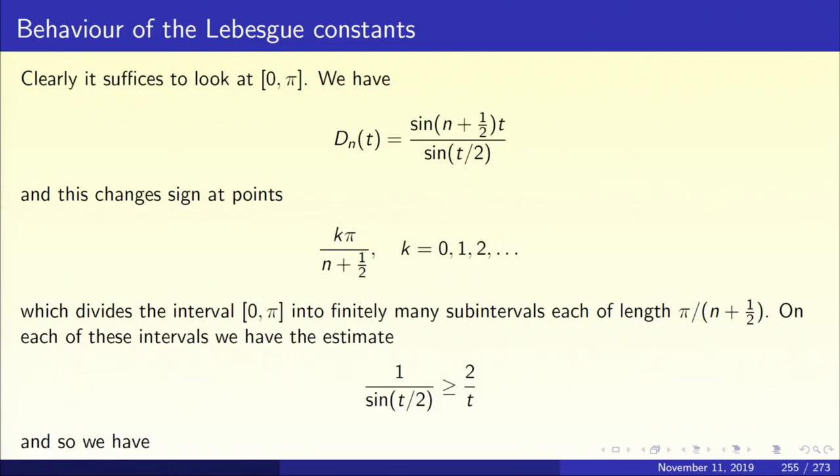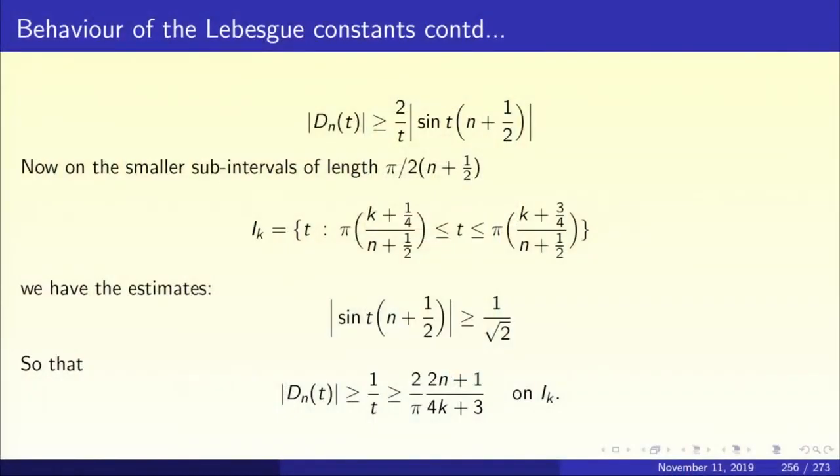So you got a bunch of subintervals. Remember that for 0 ≤ x ≤ π/2, sin x ≤ x. So 1/sin x is greater than or equal to 1/x. So 1/sin(t/2) is greater than or equal to 2/t. So what do we have? We have that |D_n(t)| is greater than or equal to 2/t |sin t(n + 1/2)|.